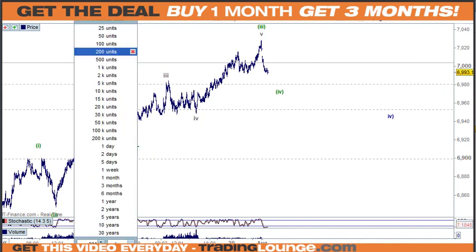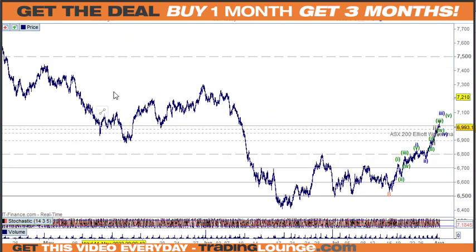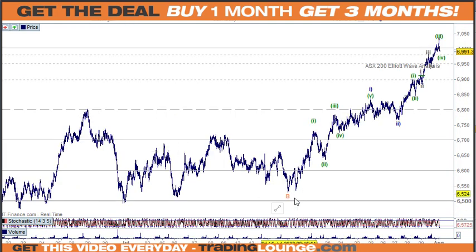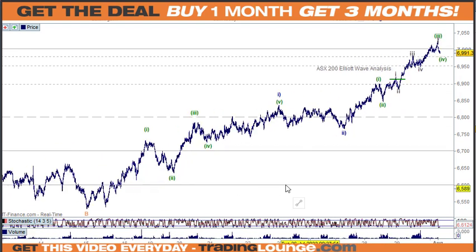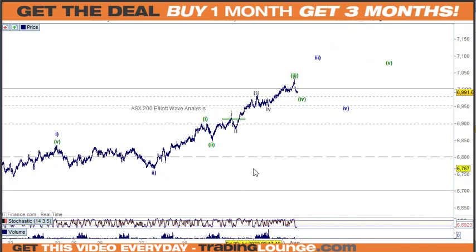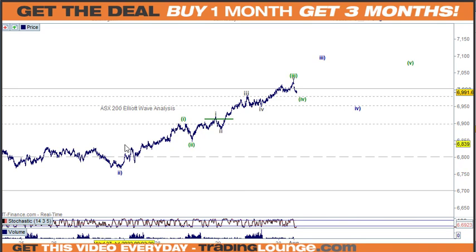Let's just get in a bit more data. Okay, so it's from this low here that we want to start counting. So 1, 2, 3, 4, 5 for 1 and 2 and 3 and 4 and 5, ABC for 2, and then we're moving up here for the third wave. So we've got 1 and 2 and 3, 4, 5, 1 and 2.